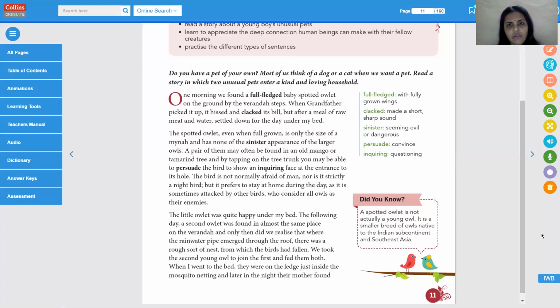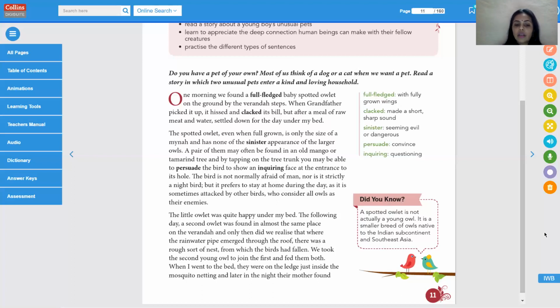And then just the following day, what happened? Another owlet was found almost at the same place near the veranda stairs. Then this pair of grandfather and grandson started realizing that they have a roughly made nest on the roof near this pipe, and maybe through this pipe these babies might have slipped down. Got it?